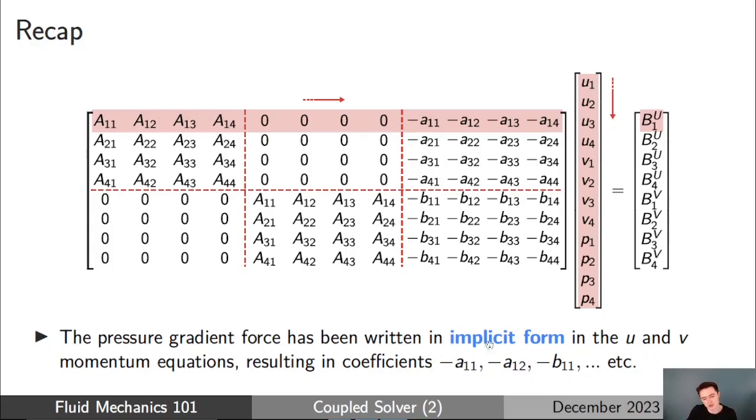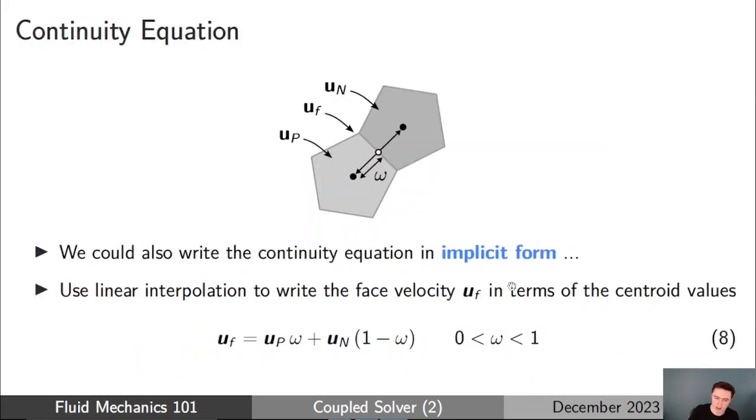Well, the key is remembering the implicit form. We used an implicit form to incorporate the pressure gradient terms in the U momentum equation. We're going to have to do something similar. So how could we write our continuity equation in implicit form? That would allow us to put it in the coupled matrix equation. Well, in the same manner as the pressure gradient force, remember before when we were working out the force from that pressure gradient, we ended up with an equation for the pressure at the face center. Well, we have the same thing with the continuity equation.